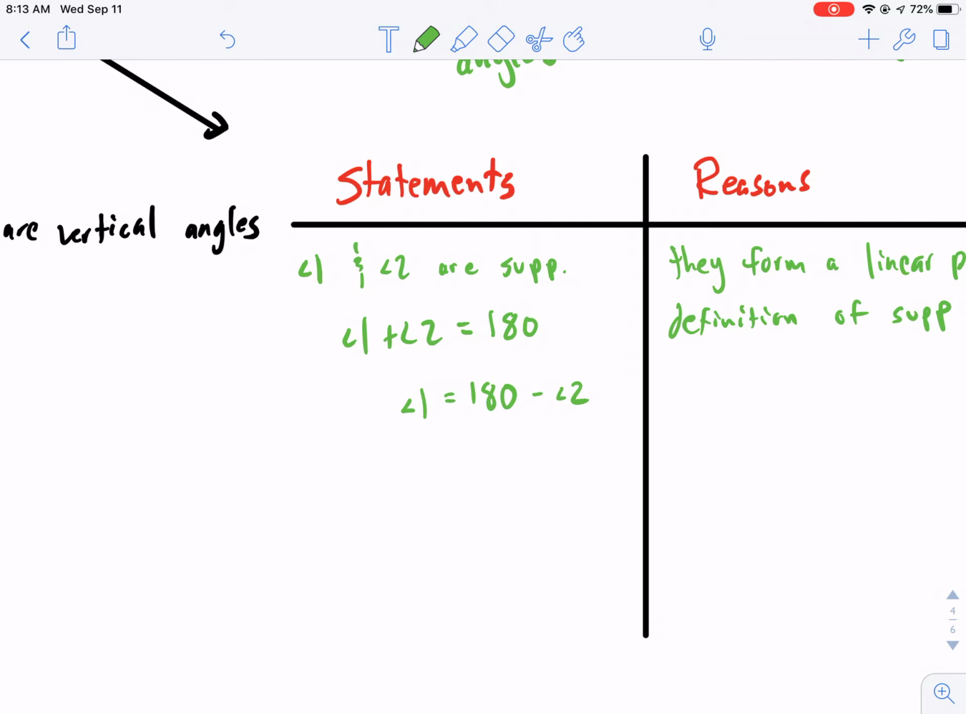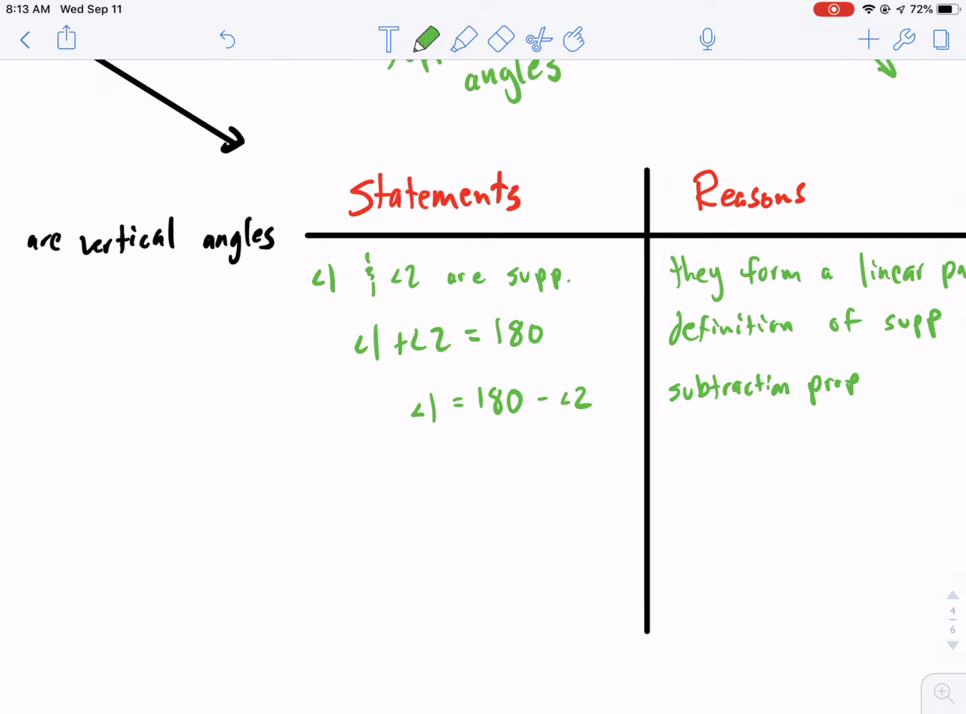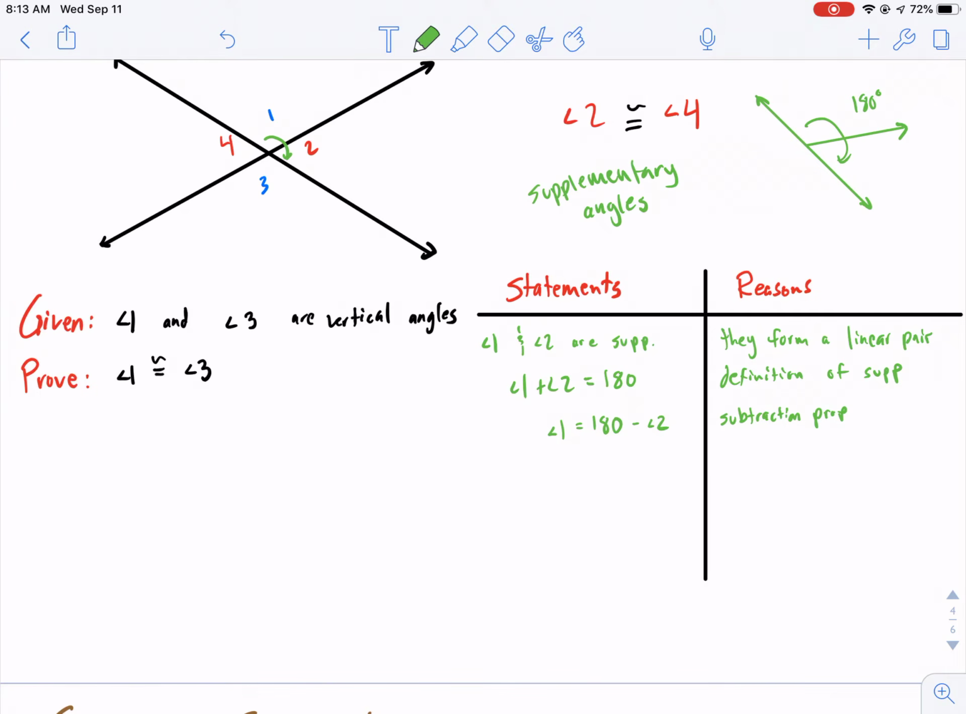What property do we use? Of course, we use the subtraction property. Subtraction property.